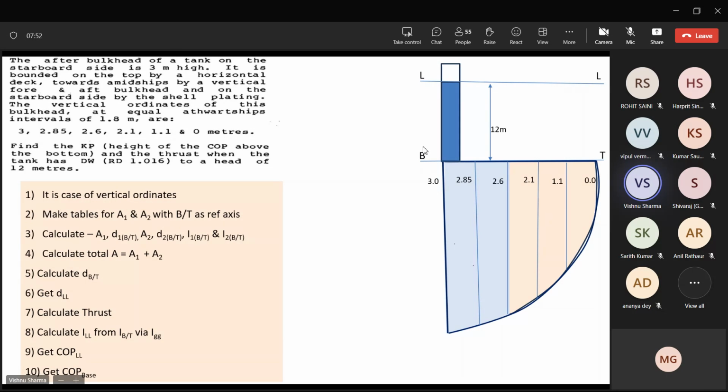I have not solved it, so I'll not be able to match the answer. I only did this last night. I said, let me give you the direction to solve the question because somebody had posted the doubt on the group.